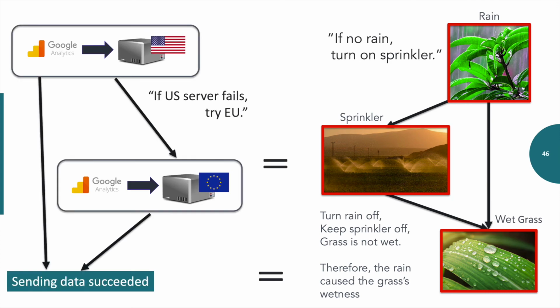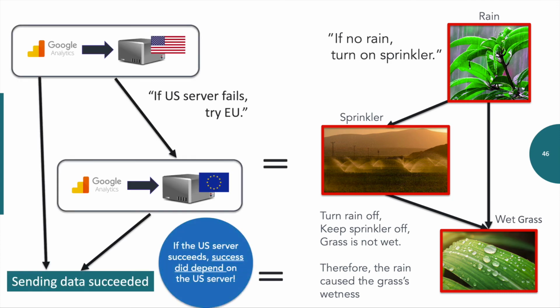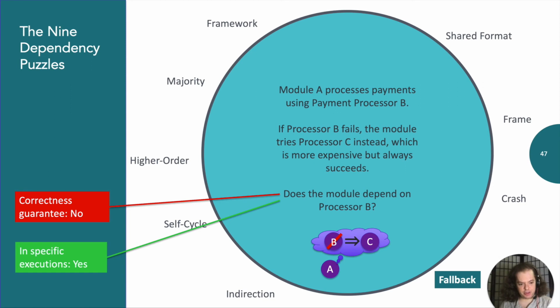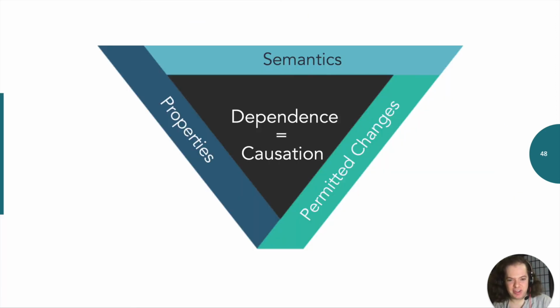And so by the exact same reasoning, the success of sending data did depend on the US server. It was caused by it. And generalizing to the third puzzle, while the ability of the app to process payments might not depend on the stability of processor B alone, in a specific execution where it actually uses processor B, it does. And that concludes our demystification.